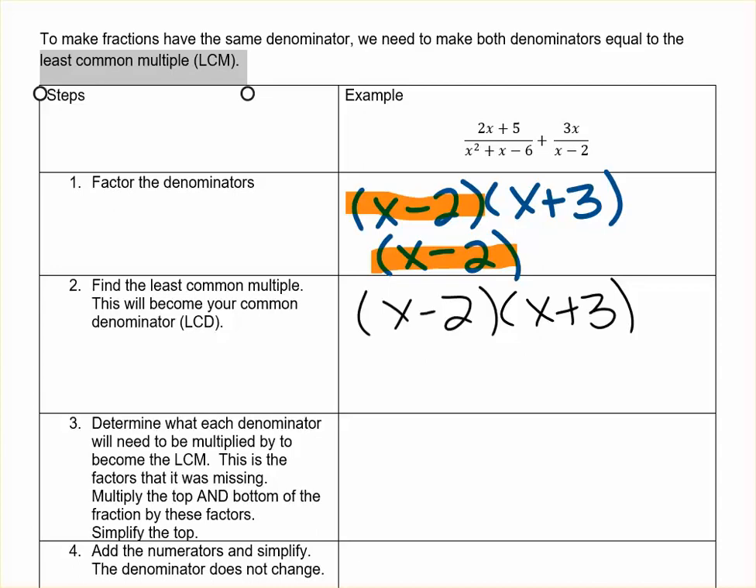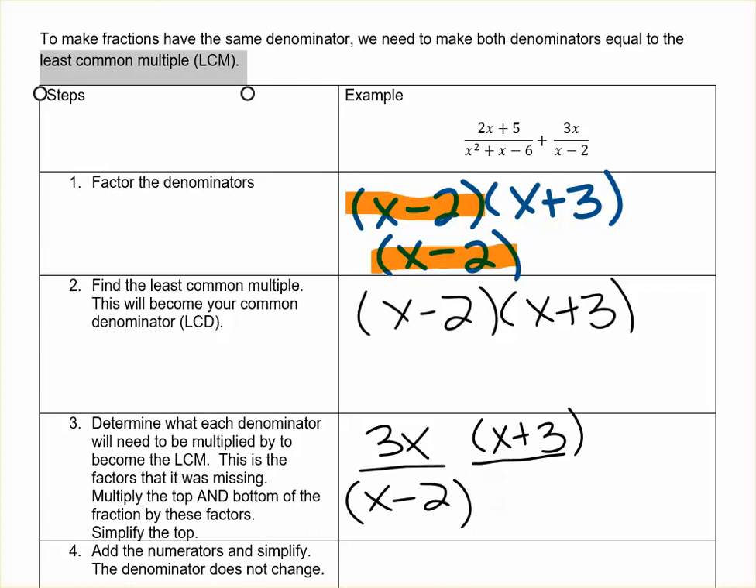So I want that to be the denominator of both of my fractions. Well, I know that is already the denominator of the first fraction, but I need to make it the denominator of my second fraction. So I'm going to look at 3x over x minus 2. I notice the part that it's missing is the x plus 3. So I can multiply the top and the bottom both by x plus 3. Multiplying the top and bottom by the same thing does not change the value.